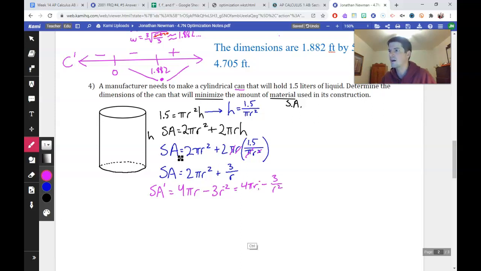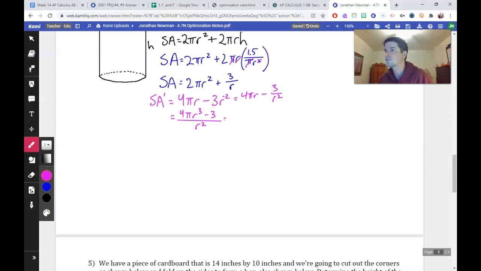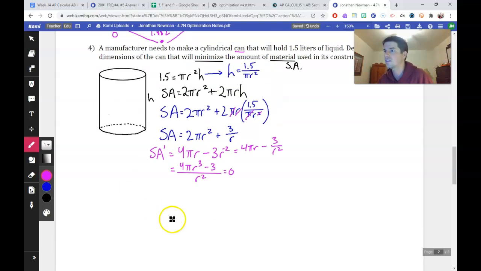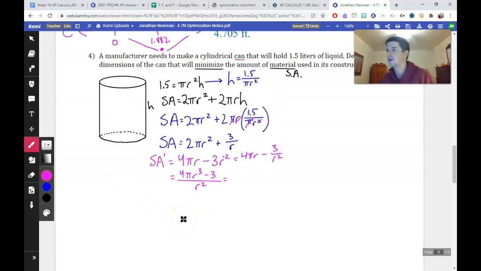So I'm going to multiply the top and the bottom by r squared over r squared. So we get 4 pi r cubed minus 3 all over r squared. The reason to do that is because now we want to set it equal to 0 so we can find the critical values. We don't set it equal to 0, we set the numerator equal to 0, which is setting the function equal to 0. And we're going to set the denominator equal to 0. So that's equal to 0, and r squared equals 0.